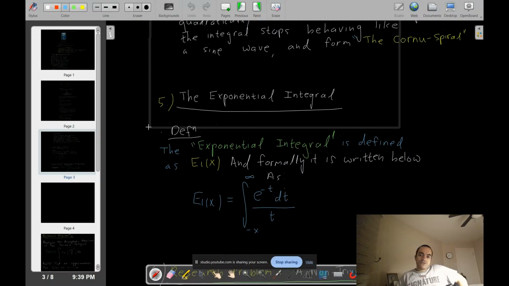So we're going to be looking at the exponential integral. An exponential integral is defined by this symbol right here: capital Ei of x, the Ei of x function. Formally it is written below as Ei as a function of x is the integral from minus x to infinity of e to the negative t dt all over t.